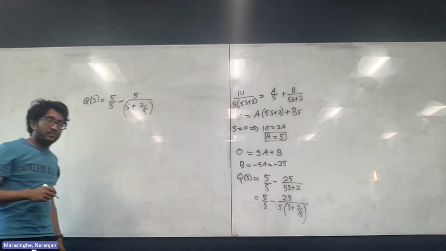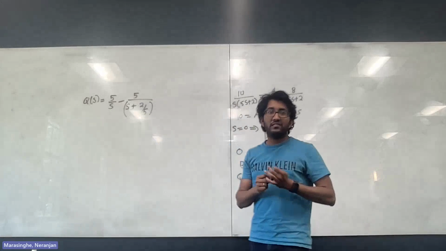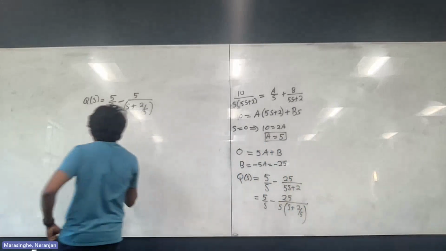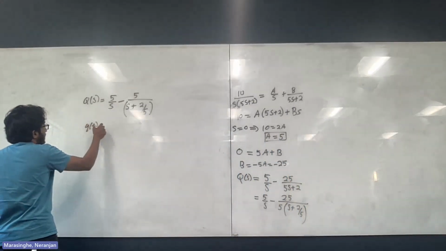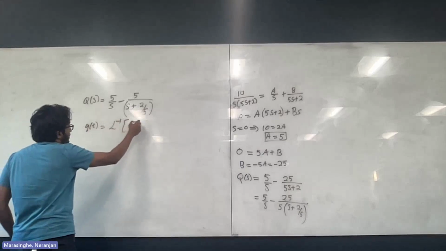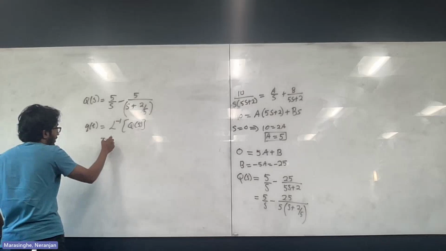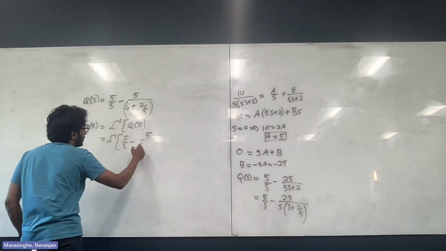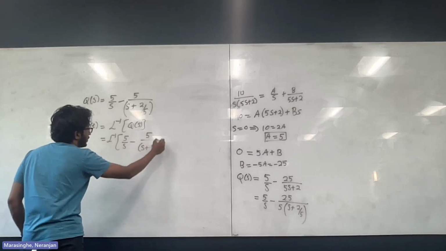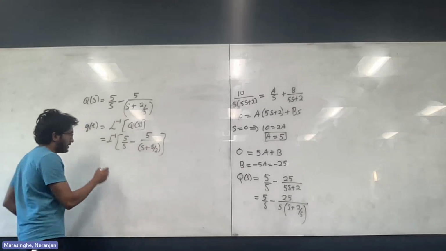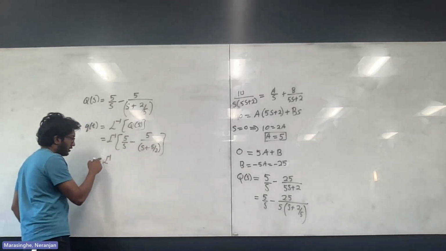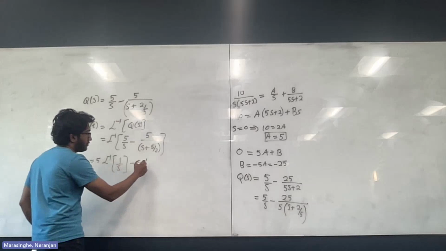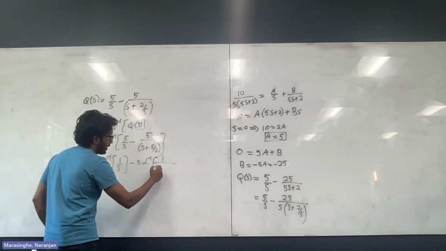Now what is the next step? What would be the next step? Inverse Laplace transform, right? Okay, so what is q(t)? q(t) is the inverse Laplace transform of Q(s), equal to inverse Laplace of 5 divided by s minus 5 divided by (s plus 5/2). Again, by linearity, this is equal to 5 times L inverse of 1 over s minus 5 times L inverse of 1 over (s plus 5/2).